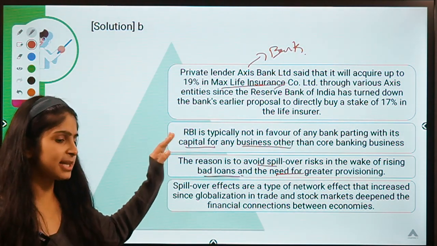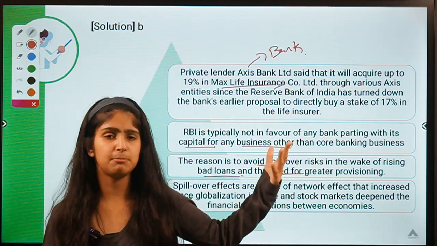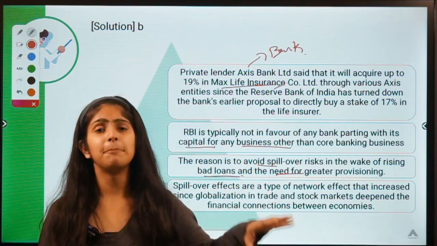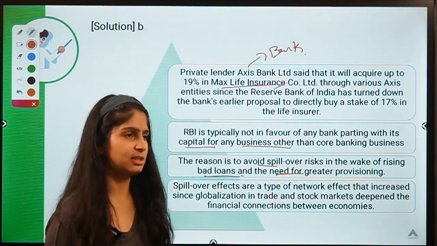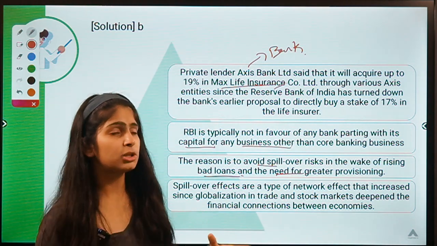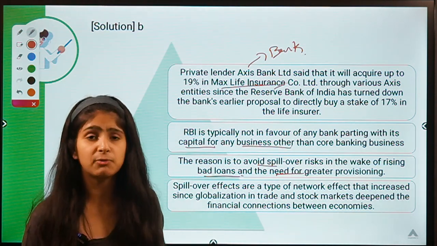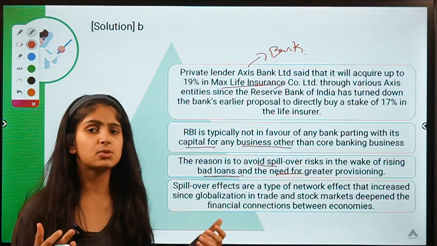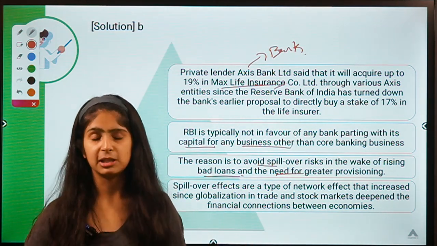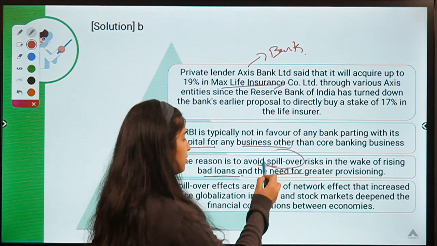Because if these banks are going to face some losses, they are going to face NPAs, it might also affect the value of companies where they have already invested. That is why, to prevent this interlinking, it is not a good time to encourage interlinking or interconnectedness of different industries. Right, that is why RBI is saying let us try to separate different functions and regulate them. Okay, I hope we all are clear with the term spillover.